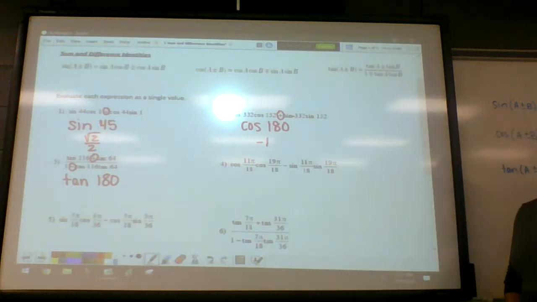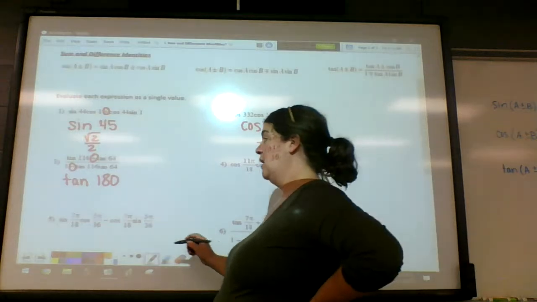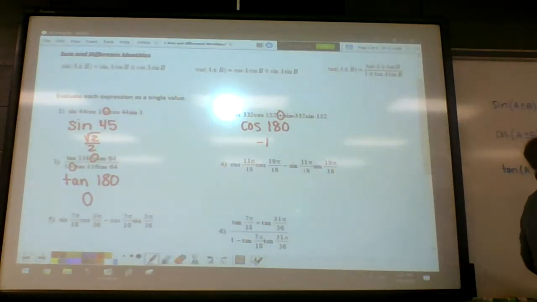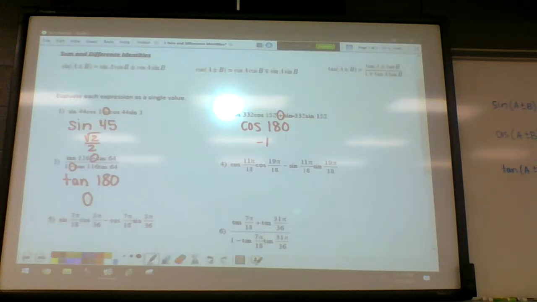What's the tangent of 180? 0 or undefined? Sine over cosine, right? And sine at 180 is 0. So it's 0 over negative 1, so 0.